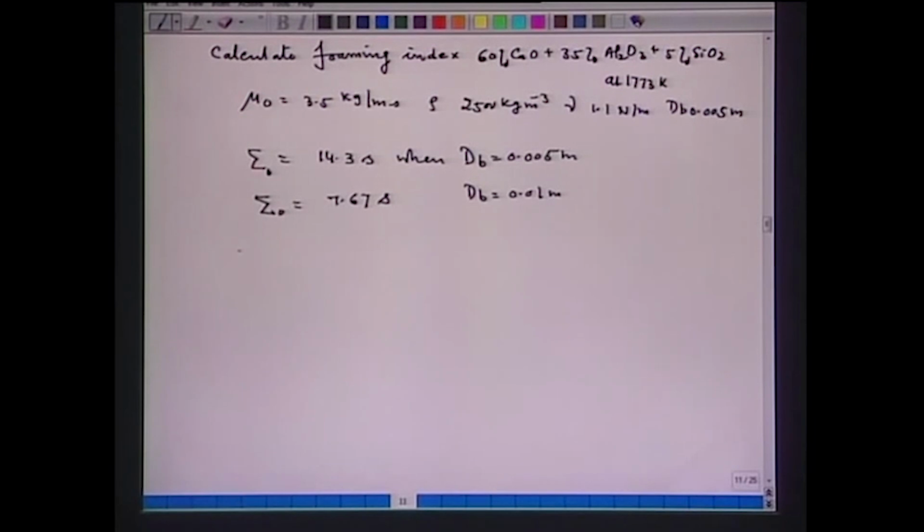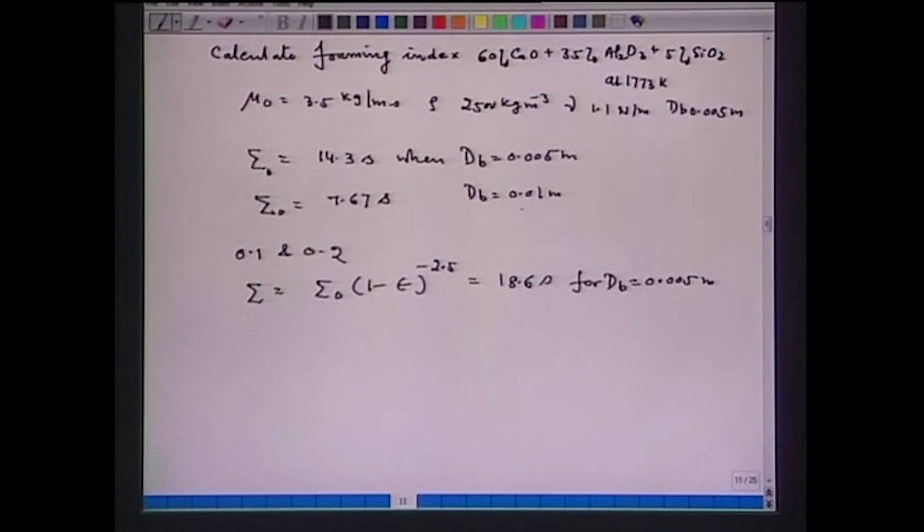Now, if the slag contains, for example, 0.1 and 0.2 volume fraction of solid particles, then I can calculate sigma, that is equal to sigma 0 (1 minus epsilon) to the power minus 2.5, and that comes to 18.6 seconds when the diameter of the bubble is 0.005 meter. Now, this has to be compared with 14.3 seconds. So, now increase in solid concentration increases the foaming index.